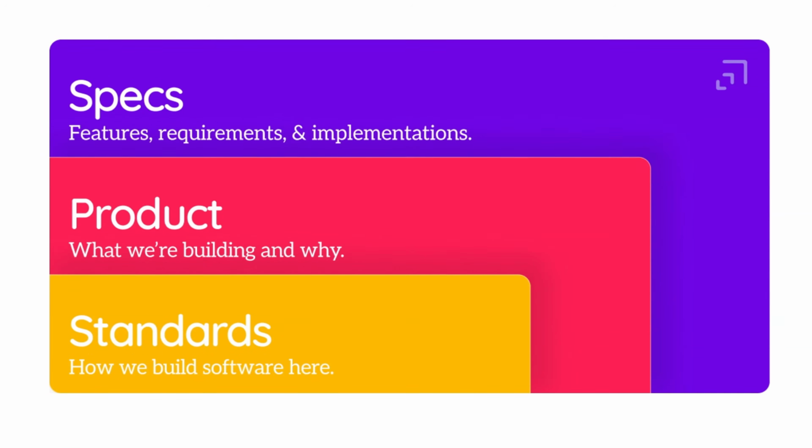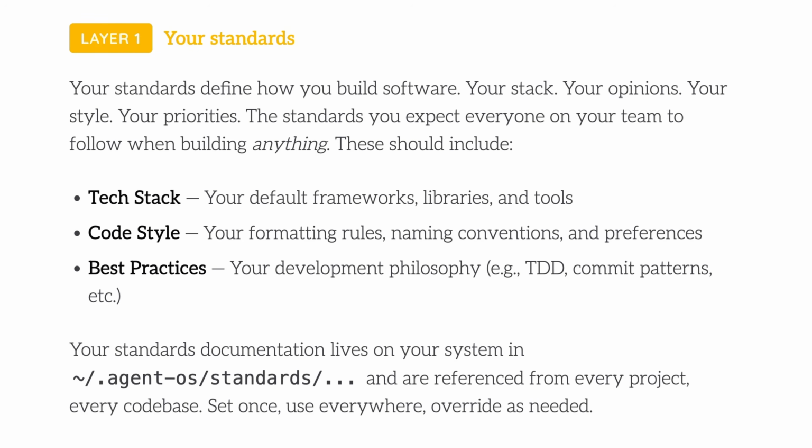The first layer is your standards. This is how you build software in general. Your tech stack, your code style, your best practices, your opinions. Rules that you want your team and your agents to always follow no matter what project they're working on. Define your standards once so that every time you install Agent OS in a project, your agents are instantly smarter and more aligned to your way of building.